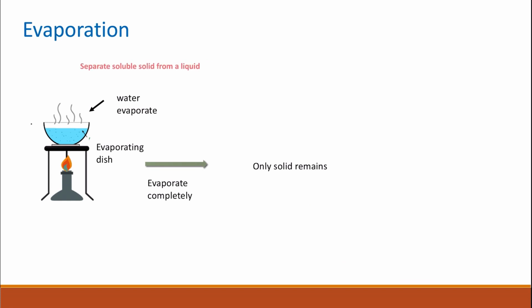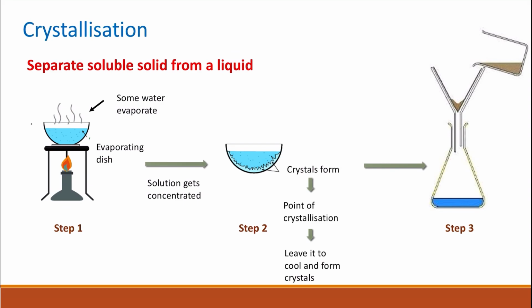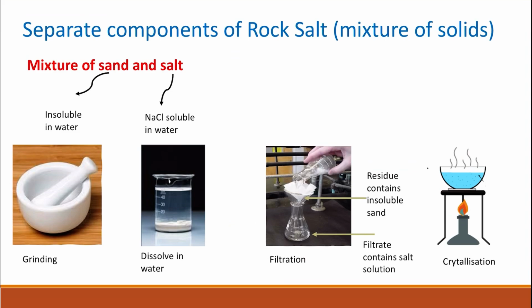And then if you have a soluble solid and a liquid, then you can separate the solid using evaporation. You evaporate the liquid completely and only the solid remains. Or you can use crystallization. In crystallization, you only evaporate part of the solvent until the point of crystallization, where crystals start to form on the surface of the evaporating dish, and then you leave it to cool down and more crystals will form, and then you simply filter it.